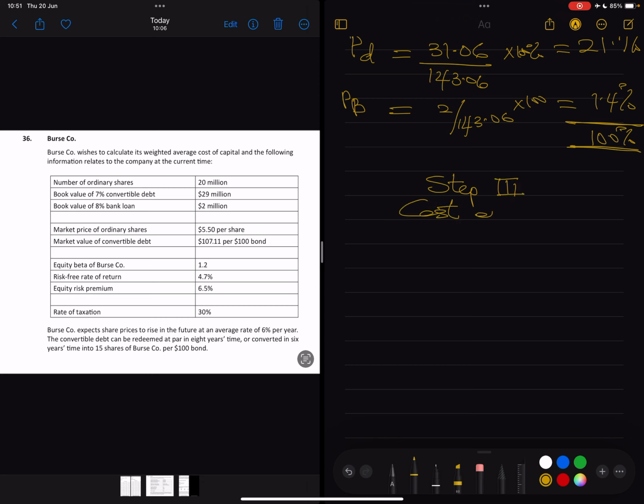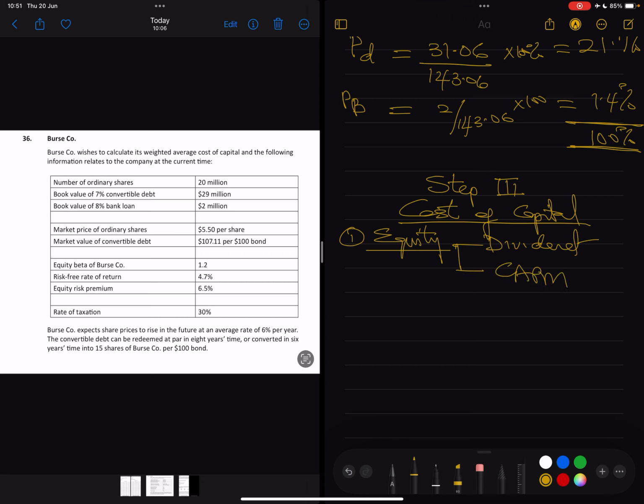Now I want to get the cost of capital for each type of capital that we have identified. We're going to start with equity. Now look at this question. Remember, when we did cost of equity, there are 2 models for determining it. We said there's a dividend model and there is CAPM, right?